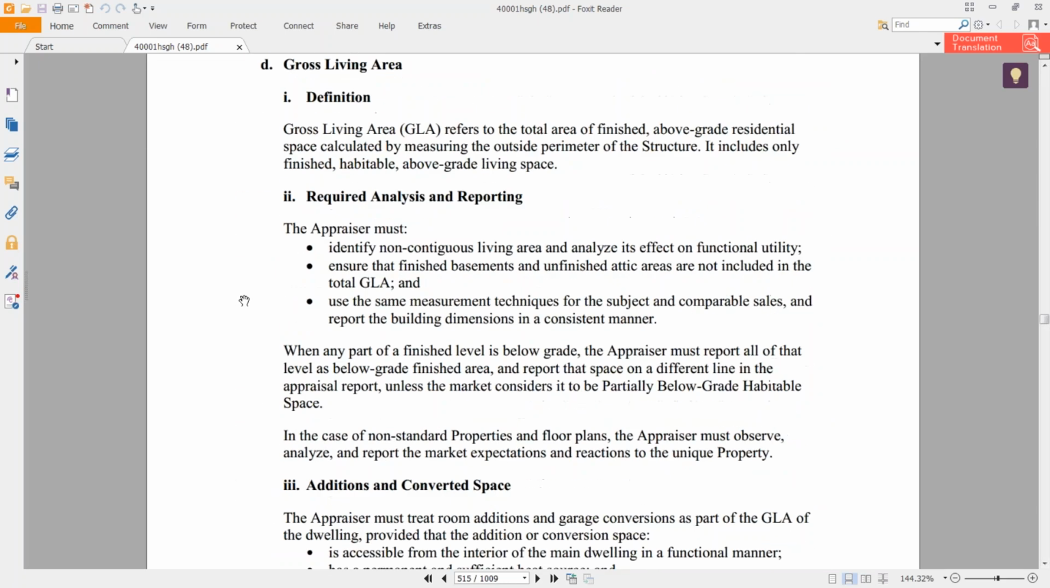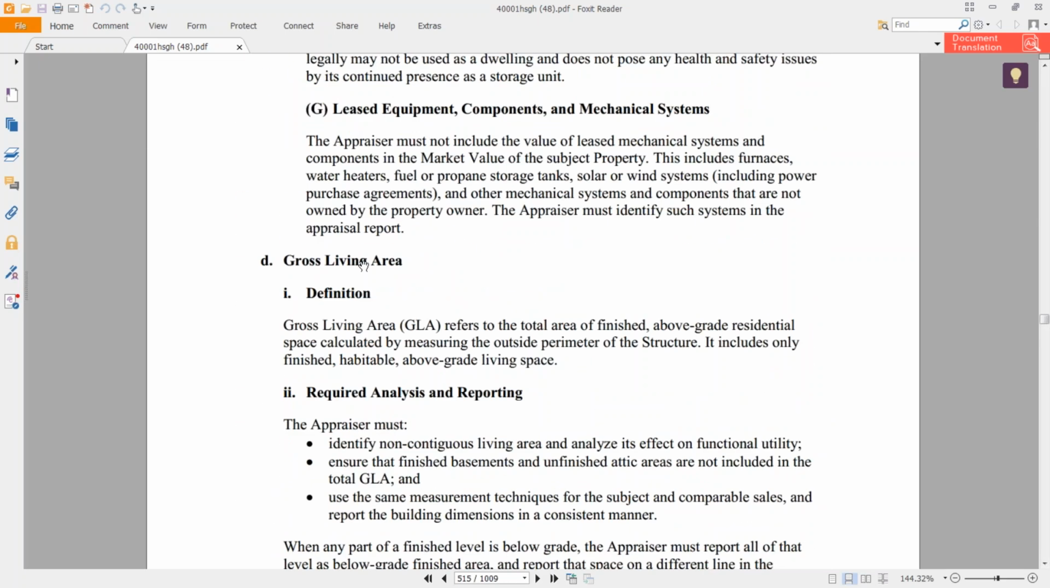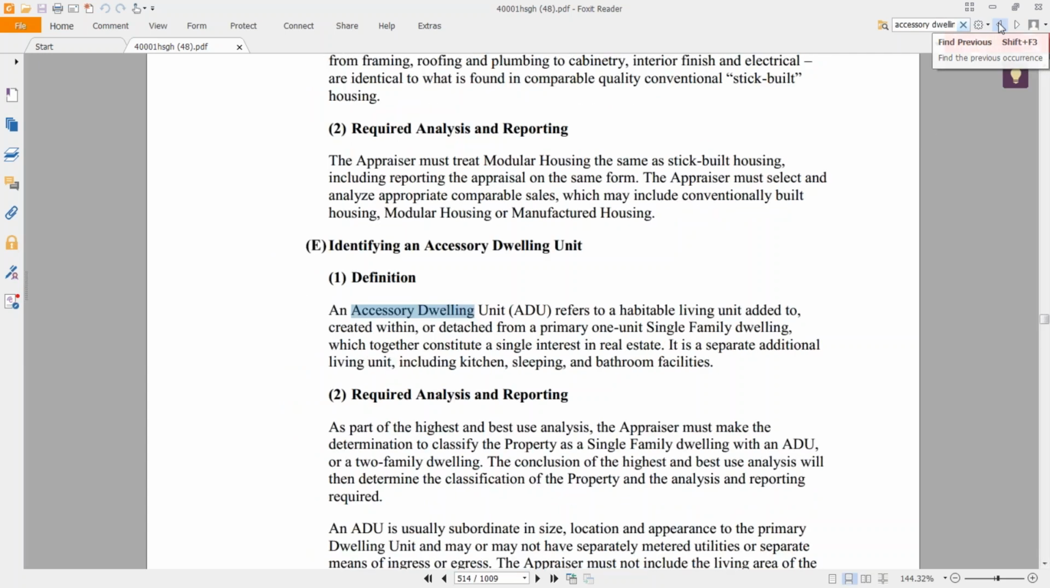So let's go back up. We started here on gross living area. We could actually go up here and let's look for accessory dwelling unit. So I'm going into the search box in my PDF viewer. Yours might look a little bit different. I happen to know it's before the gross living area section, so I'm going to hit this left arrow to go backwards through the document. And here we go. It stopped on the first instance of accessory dwelling unit.